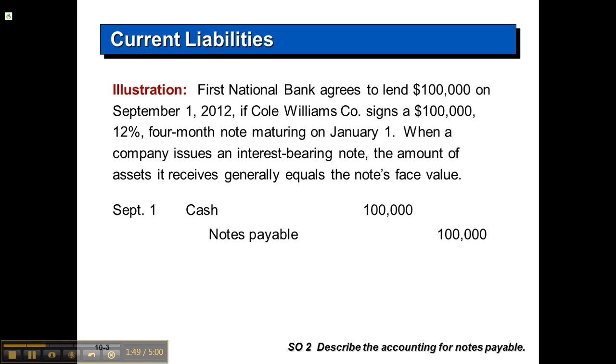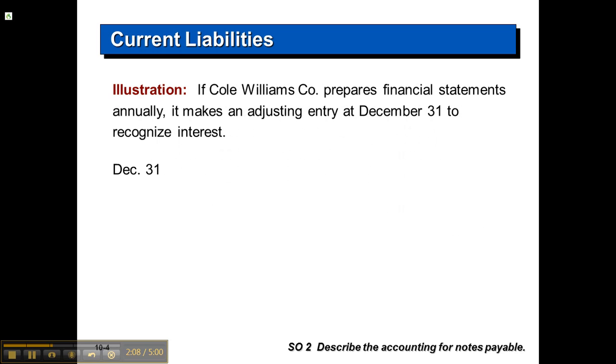Once we issue or sign documentation for the loan, then we're going to record just the value of our assets increasing as well as the liability increasing. It'll be later that we record the interest on those individual liabilities. So when we prepare our financial statements, we would adjust for the fact that we had some interest expense that we incurred for that particular loan.